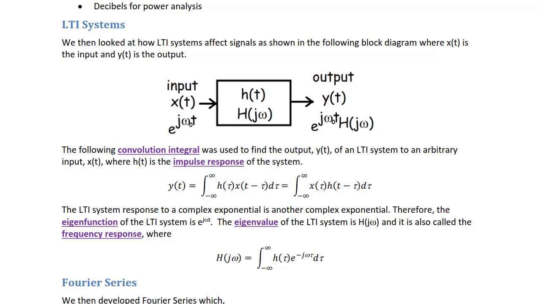So then the output would be e^(jω₀t) H(jω), where, for example, if H(jω) is a filter, we want to determine how the filter affects the various harmonic frequencies present in the input x(t).